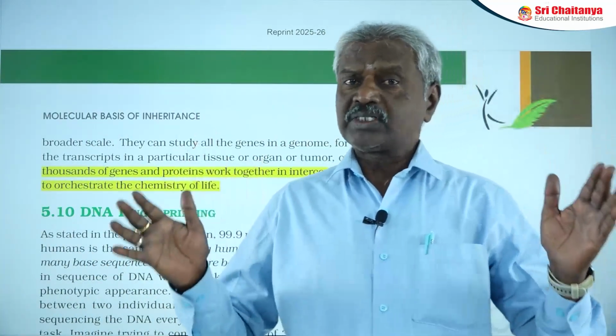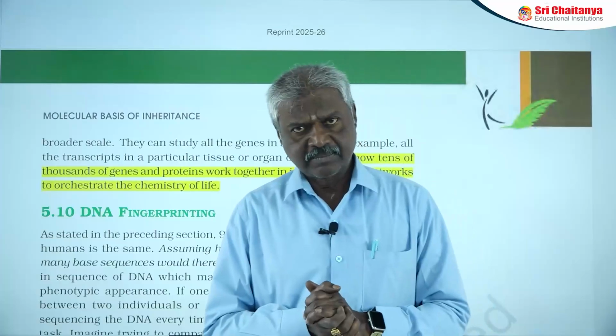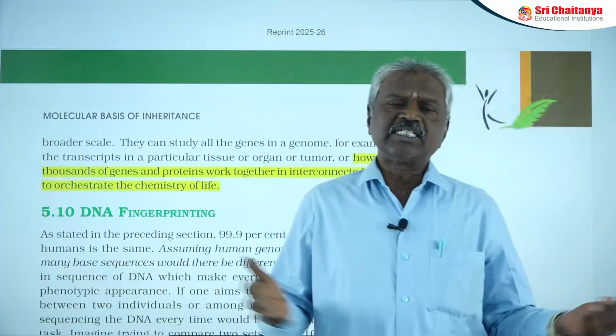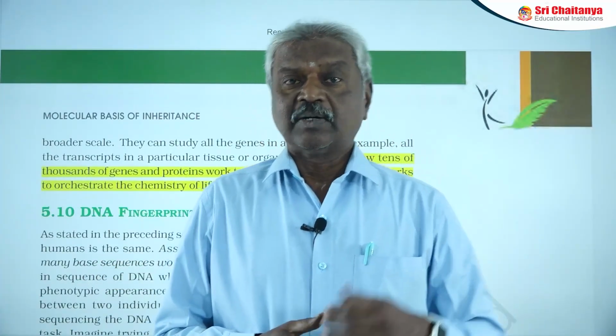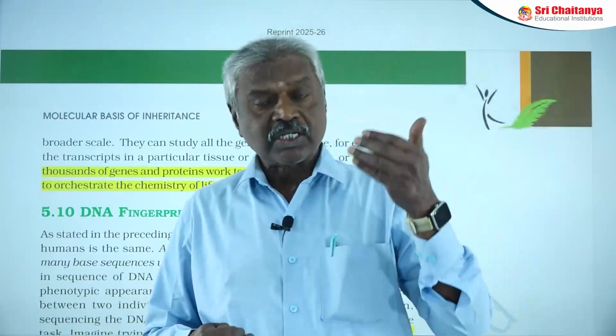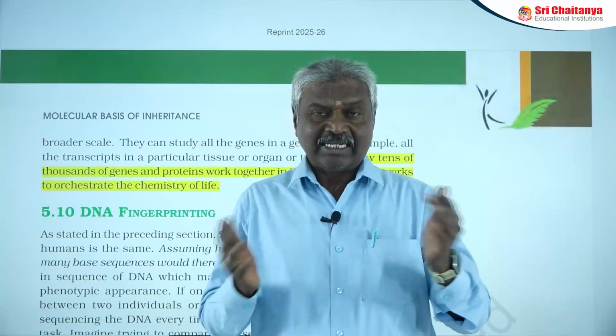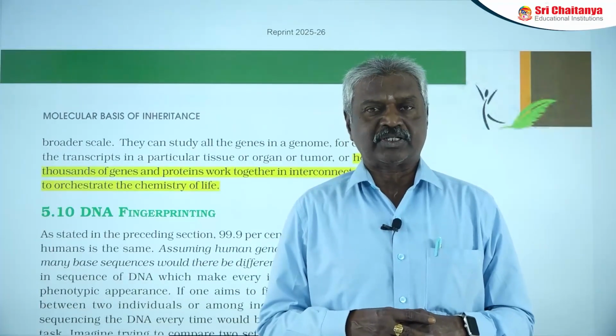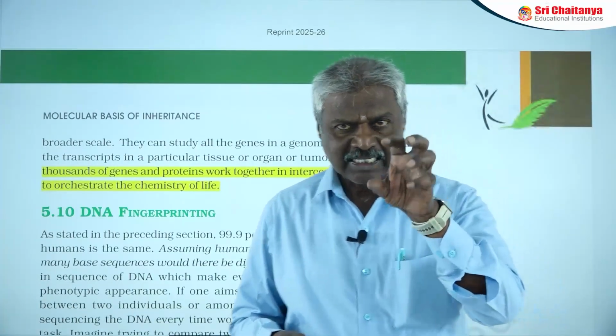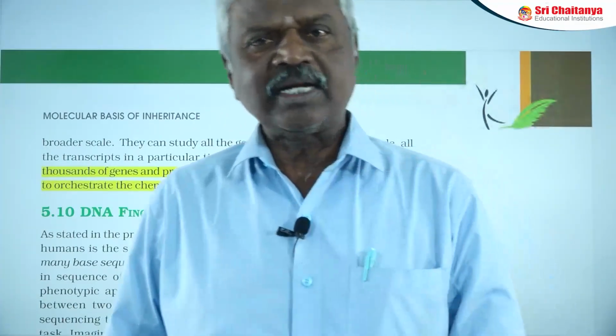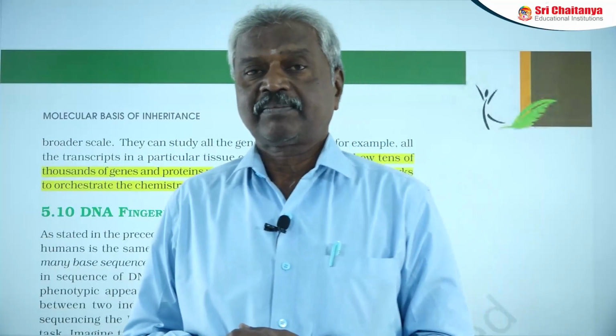Actually, there are 30,000 protein coding genes. Every protein coding gene produces a protein. The protein undergoes post-translational modification. It will become an enzyme. That enzyme conducts one biochemical reaction. That means in our body, 30,000 biochemical reactions are happening.